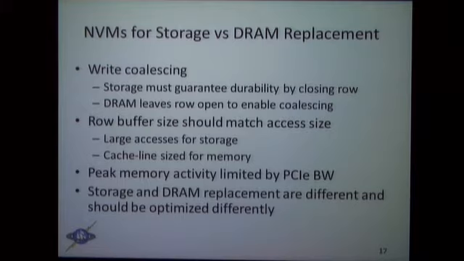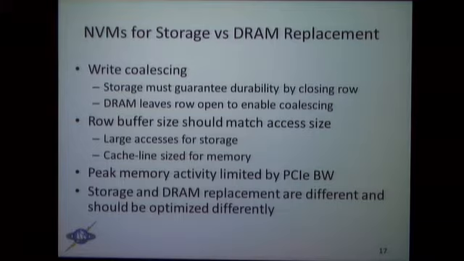Another concern is how big should the row buffers be? Row buffers are expensive in terms of power. For storage accesses, you want your row buffer to generally match your I/O request size, which in storage is quite a bit larger than the cache line size accesses that you have in DRAM by default. And so you want to make sure that your non-volatile memory has row buffer sizes that match the access pattern that you expect.